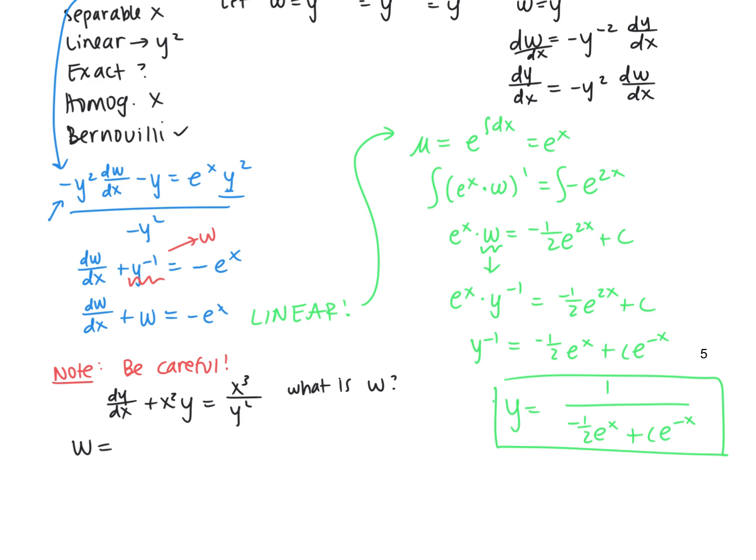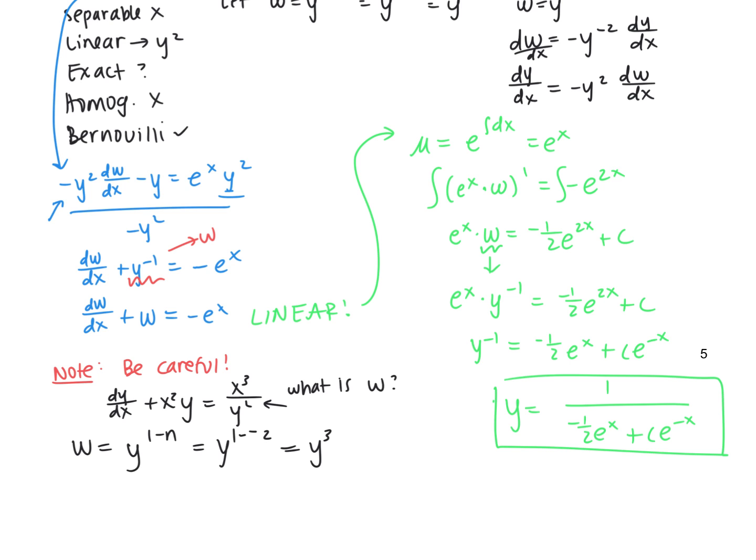Well, our w, so y to the 1 minus n, is going to be y to the 1 subtract negative 2, or y to the third. So just remember, when you have y in the denominator, we're going to use a negative exponent. Okay, so that was our second type.